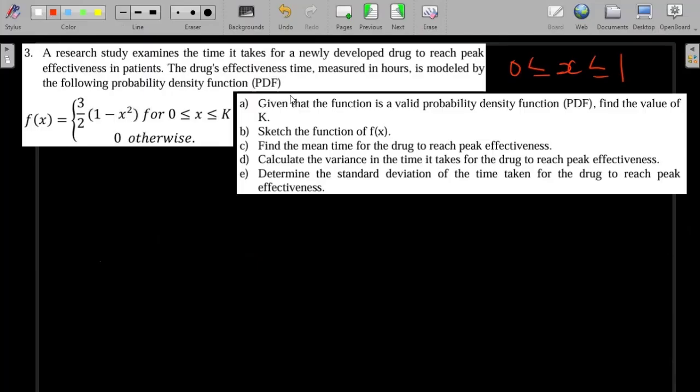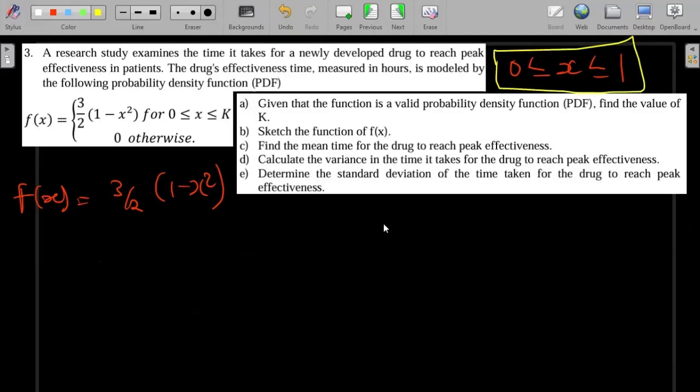So part B, they're saying sketch f. Okay, so sketch f. f is just 3 over 2 times 1 minus x squared. So we are sketching this f over this interval only, okay, and nowhere else. So what we notice is that this here is just a quadratic equation. So when I expand, I'm going to get 3 over 2 minus 3 over 2 x squared. So this is a quadratic equation.